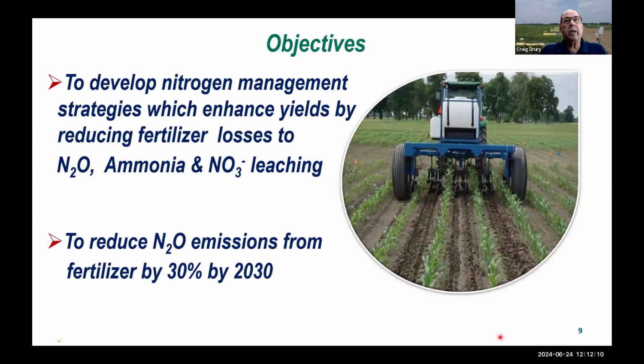So overall, the objective of the research that we're conducting, and hopefully the on-farm trials that we've initiated this year, are really to develop nitrogen management strategies, which have two objectives. Of course, we want to enhance yields by reducing the losses of fertilizer through nitrous oxide emissions, ammonium volatilization, and nitrate leaching. And we also have a target to reduce nitrous oxide emissions from fertilizers by 30% by 2030. So we're trying to achieve multiple objectives with these studies.